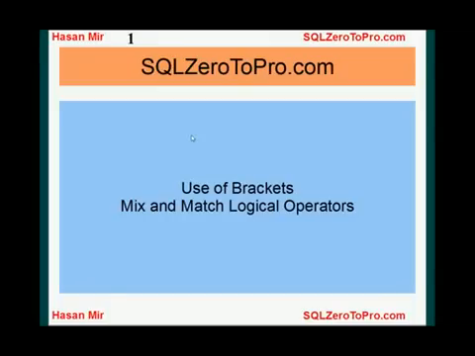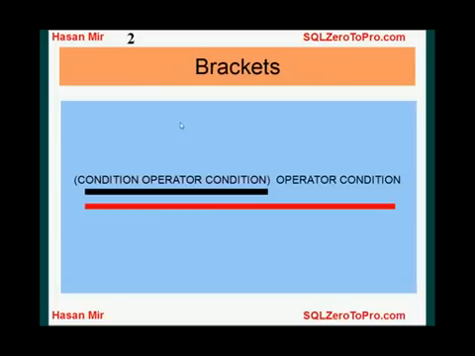In this tutorial, I'll explain the use of brackets in where clause conditions. You can mix and match logical operators in your where clause. In the last two tutorials, we only saw one logical operator in one where clause. We used one, two, three, and four ANDs, but we were only ever using either ANDs or ORs. In this tutorial, I'll give you some examples where I'll show you how you can mix and match ANDs and ORs, and how you can use brackets to suit your business needs of the query.